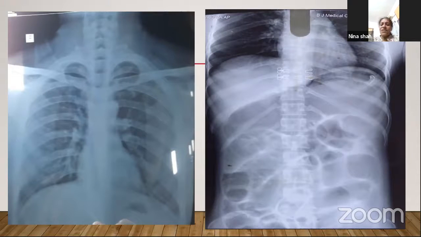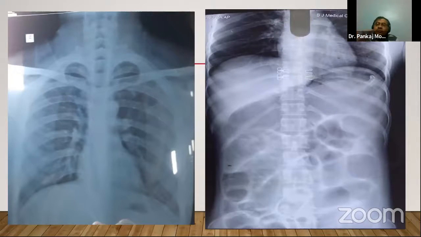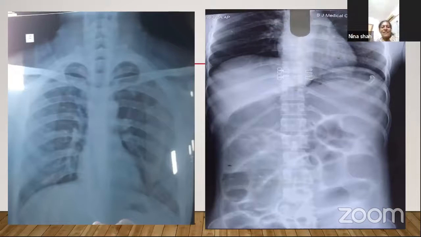If the ileocecal valve is competent, then there will not be gas in the small bowel. Very simple. Don't get confused. You see gas in the cecum, which means the obstruction is beyond that. Do you understand my point? This is definitely not competent, because a lot of gas is still there in the small bowel, so it is incompetent.